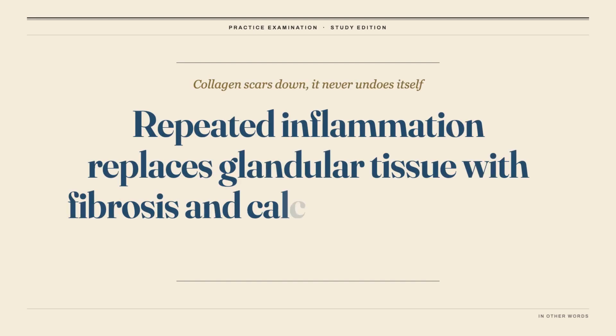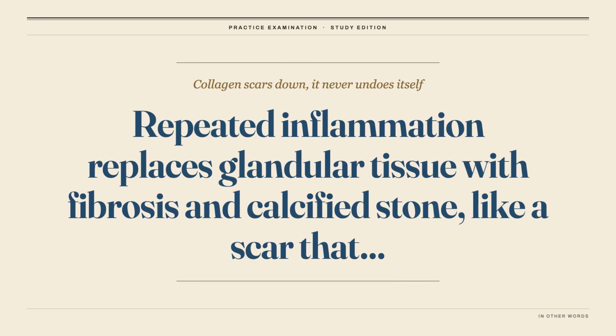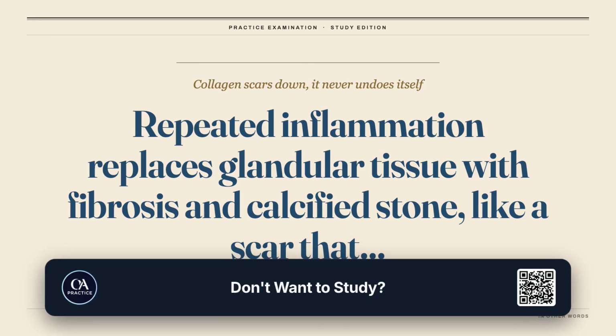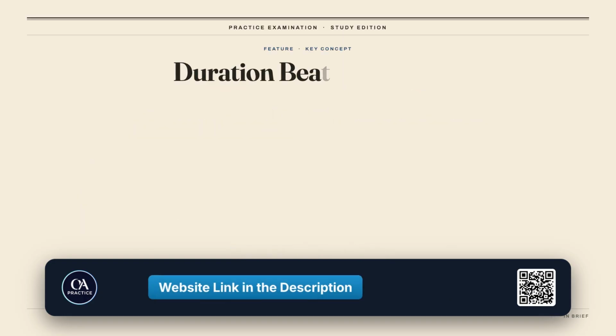Chronic pancreatitis is progressive, irreversible destruction. Repeated inflammatory episodes activate stellate cells that lay down collagen. Ducts get blocked by protein plugs and stones, and the end result is a small, hard, scarred gland that can no longer digest food or regulate blood sugar.